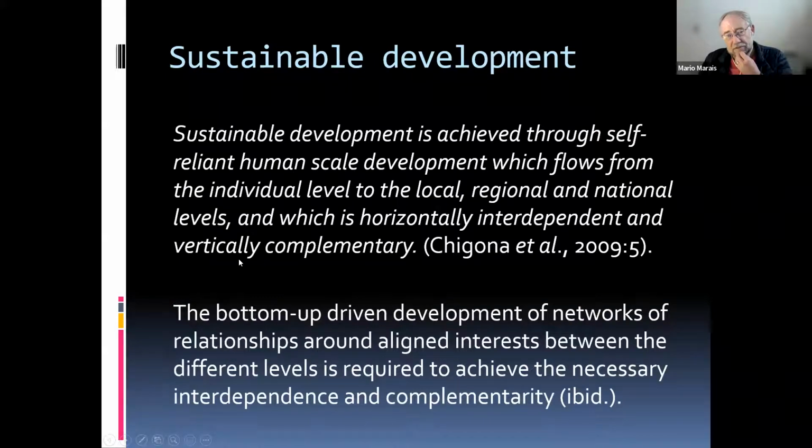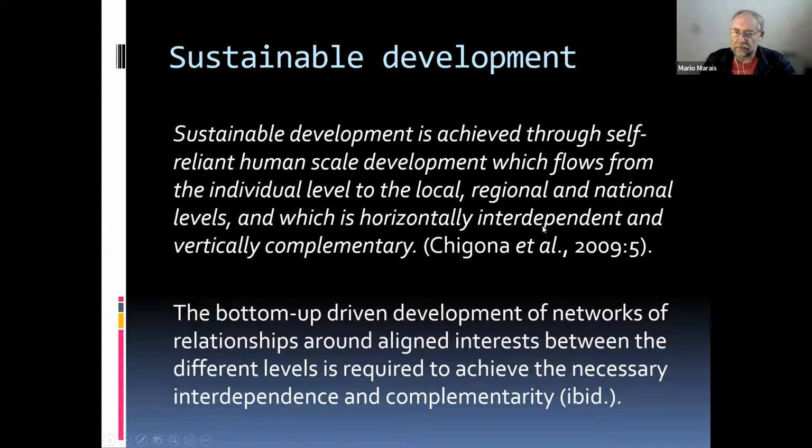So I've got this definition. This is my favorite definition of sustainable development. I know there's 15 million of them, but this is my favorite one. It comes from UCT, from research and reflection on the South American development theorists Max Neef and Escobar, where sustainable development is achieved through self-reliant human scale development, which flows from an individual level to the local, the regional and national levels, which is horizontally interdependent and vertically complementary.